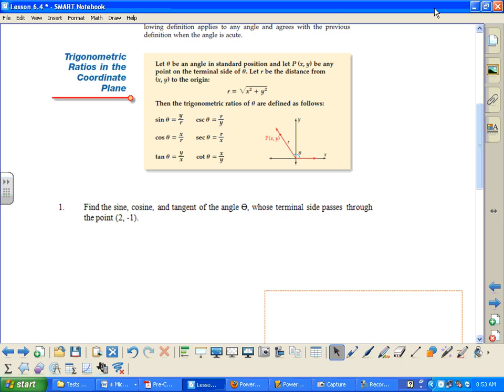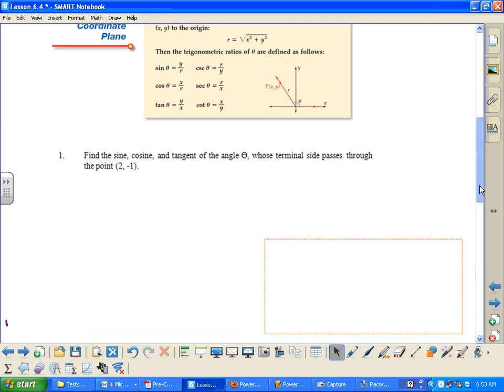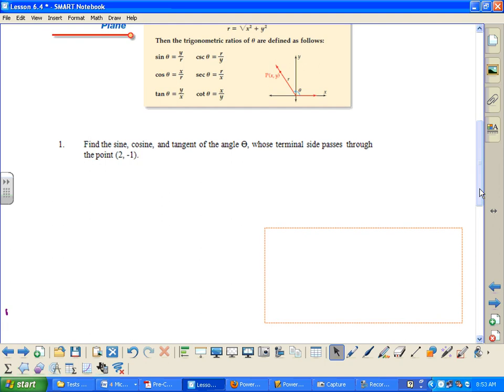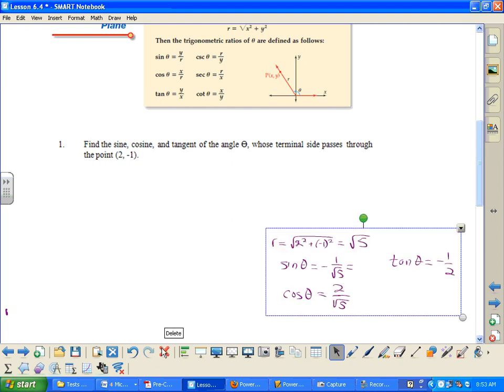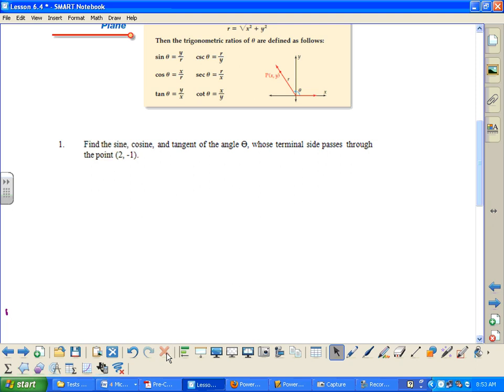Now, I've always talked about it and explained it as far as graphing it, and I'm actually going to do that as we do this example. But basically, all I need to do is find the hypotenuse and the other sides. So you might want to put them on your note card at some point in time. Okay. So the first thing we need to do is find the value of r here.